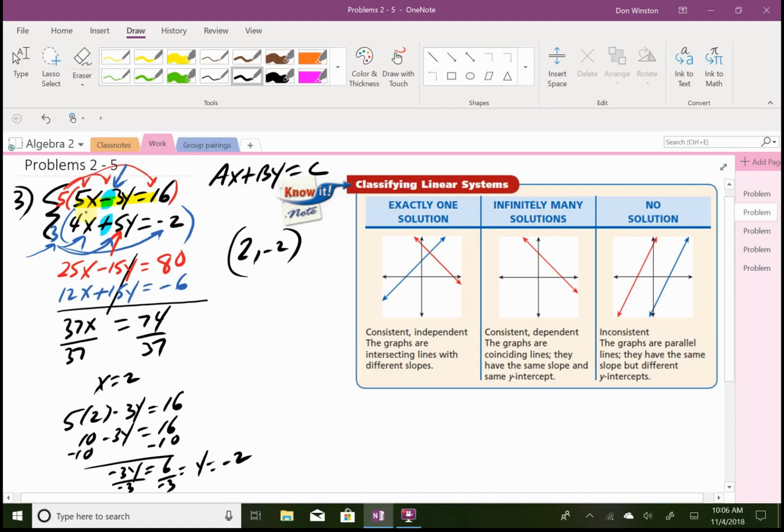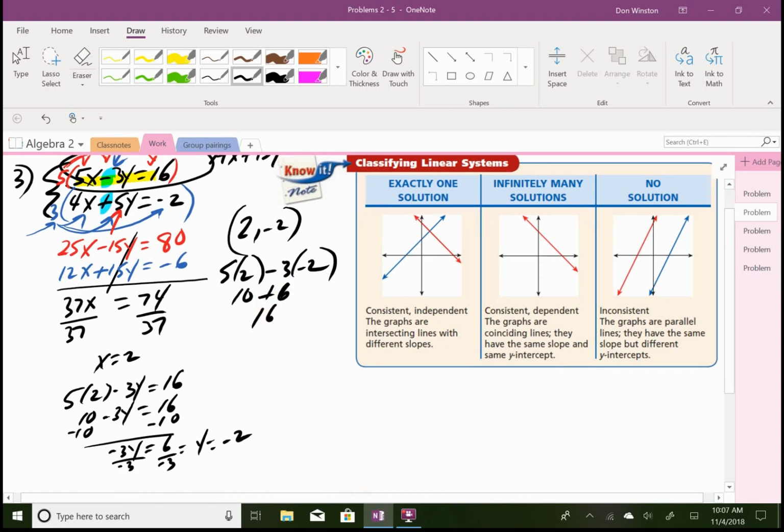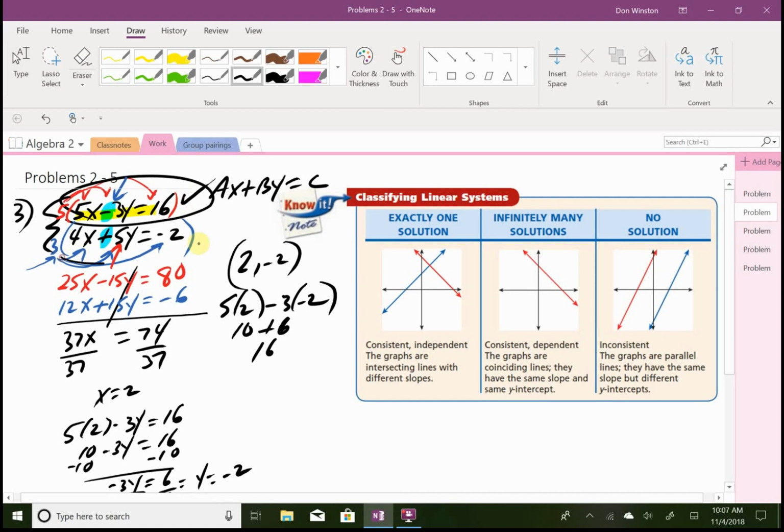Again, we should verify our solution, so I'll work with the first equation. So 5 times 2 minus 3 times negative 2, that's 10. Negative times a negative is a positive, so that's going to be positive 6, and that will equal 16. That checks out. And then the other equation, we have 4 times 2 plus 5 times negative 2, that's 8, and then minus 10, and that equals negative 2. So that checks out. So our solution is correct.